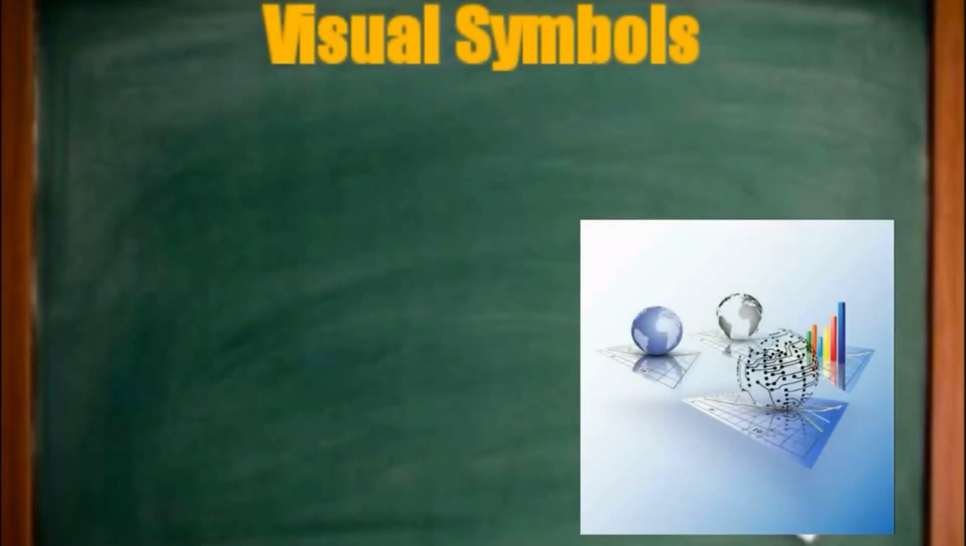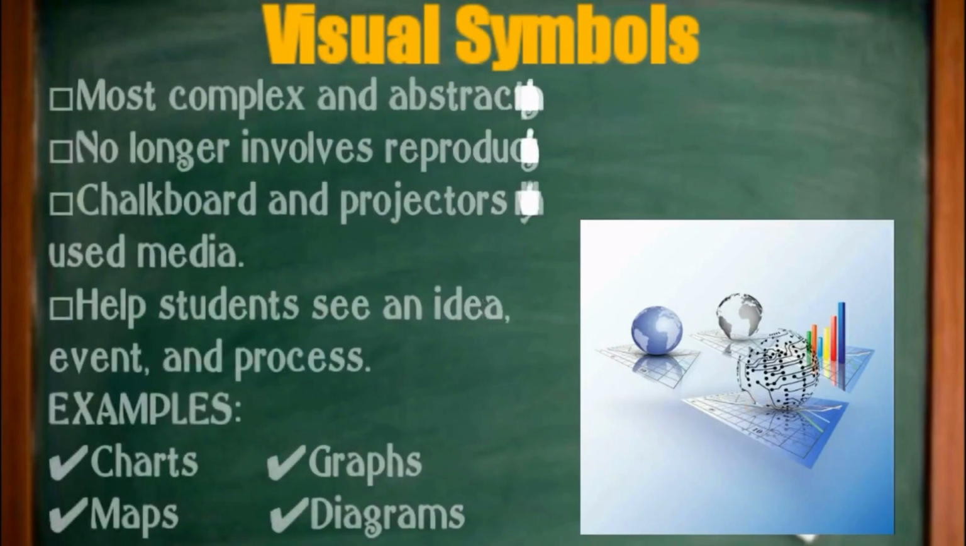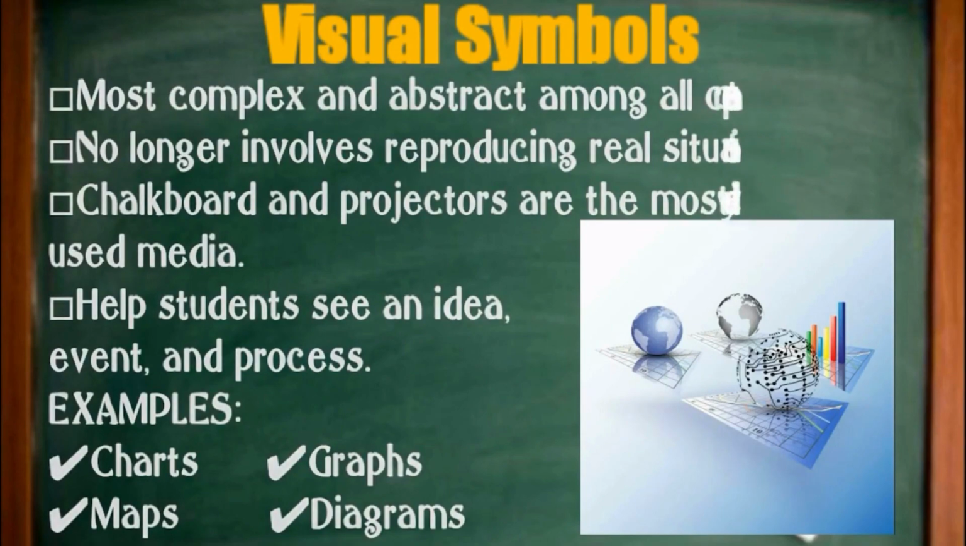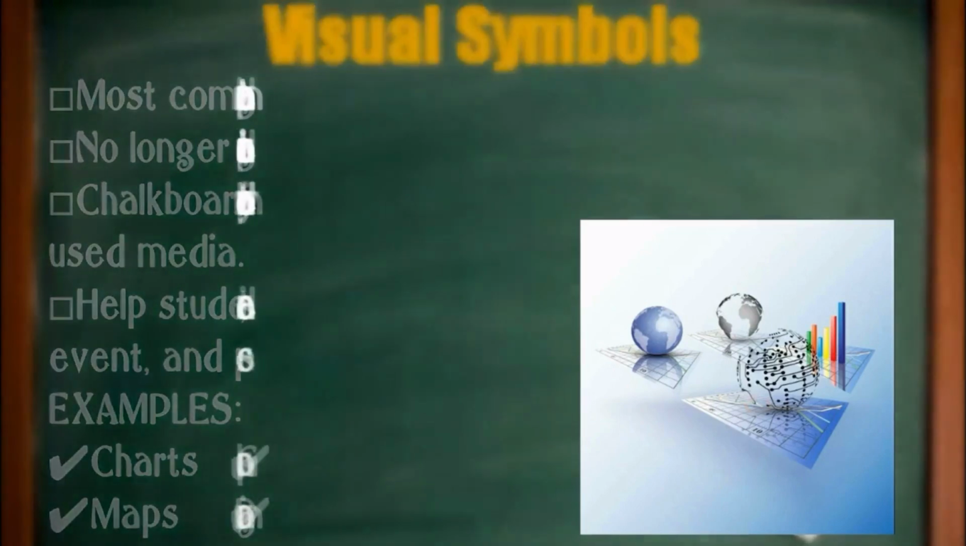The next level will be the visual symbols. This is the most complex and abstract among all the components of the cone of experience. Charts, maps, graphs, and diagrams are used for abstract representations.